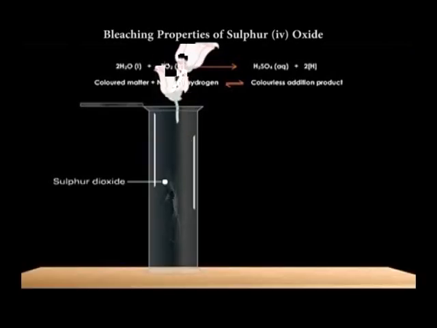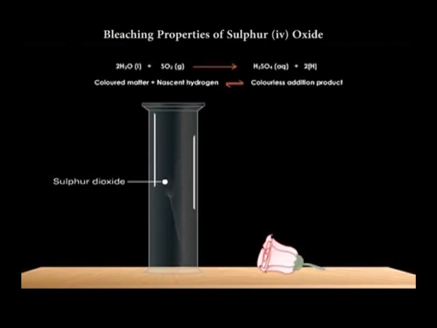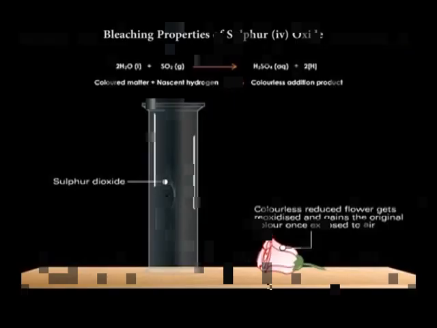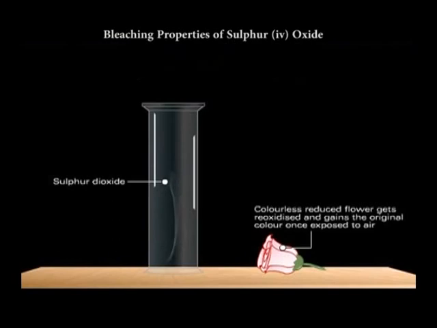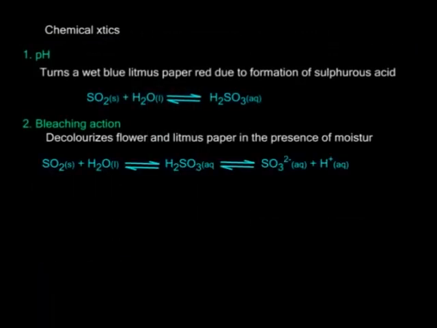On standing, the reduced compound is oxidized and the original color returns, so the bleaching by sulfur dioxide is of a temporary nature. The material to be bleached must be wet. This is because water is required to form the sulfite ions, which are responsible for the bleaching action.